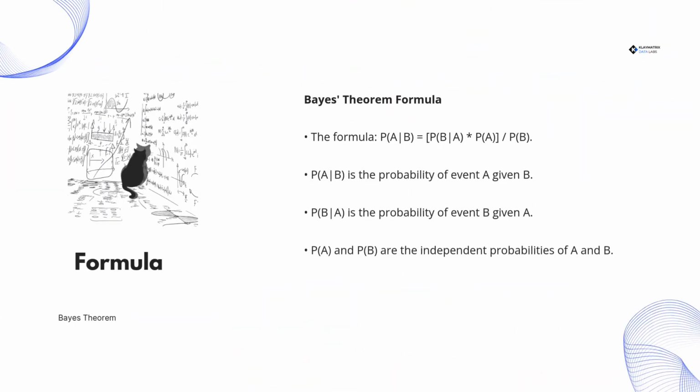Here's the formula for Bayes' theorem. P of A given B is equal to P of B given A times P of A divided by P of B. This formula helps us refine probability estimates when new data arrives.